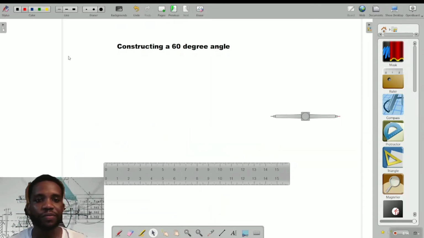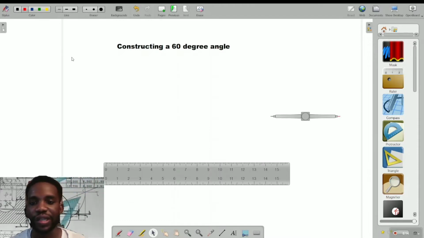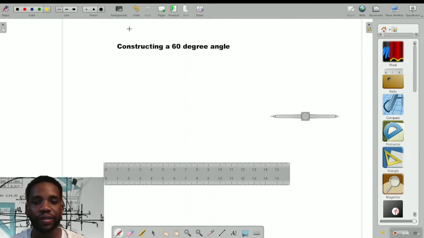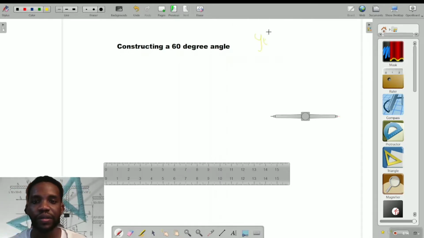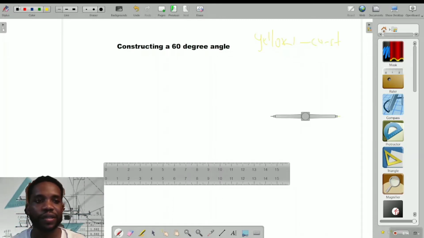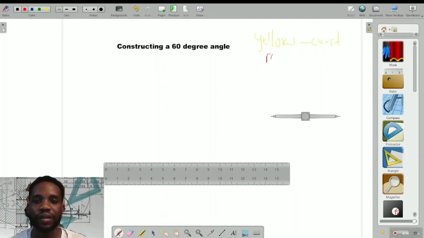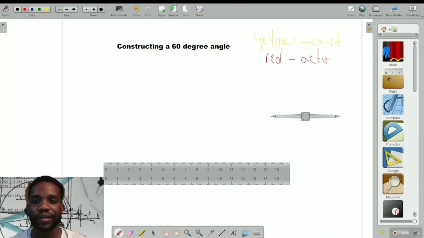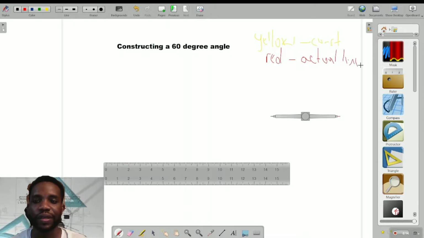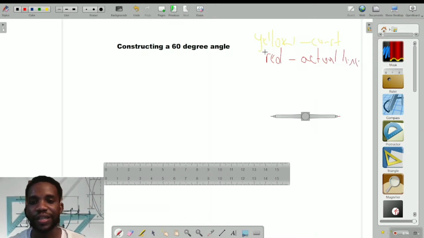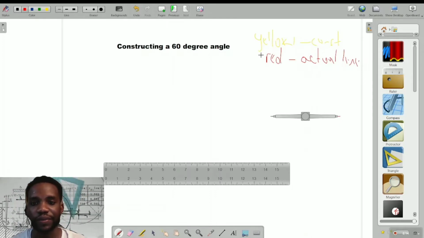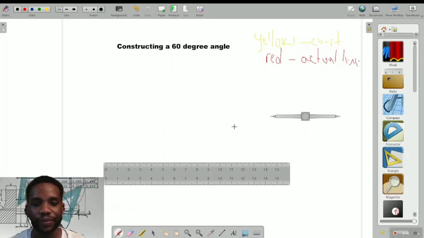Now, for information purposes, please remember that construction lines are supposed to be pale. For my pale lines, I'm going to be using yellow. So whenever you see yellow, it means that those lines are pale and they're also my construction line. And I'm going to be using red for my actual lines. So this is my actual lines. So whenever you see me construct a line in yellow or an arc in yellow, it means that that should be pale. It's your construction line. In red, that's my actual line.